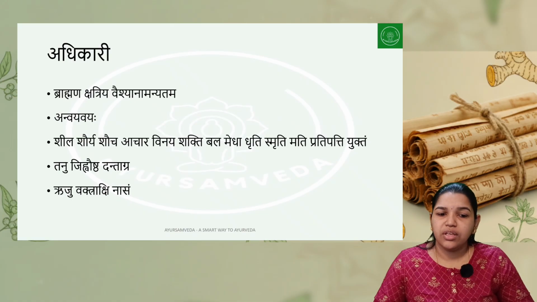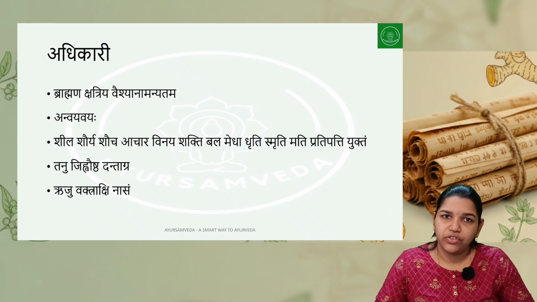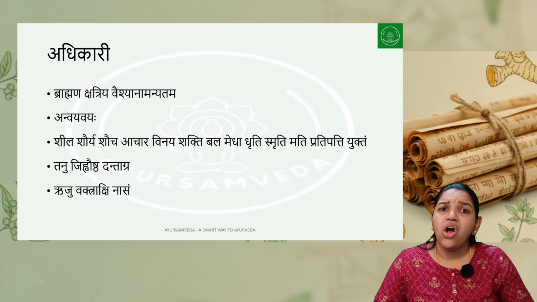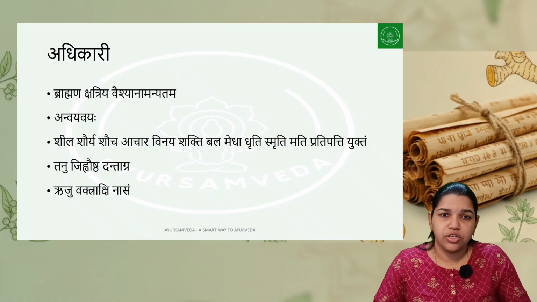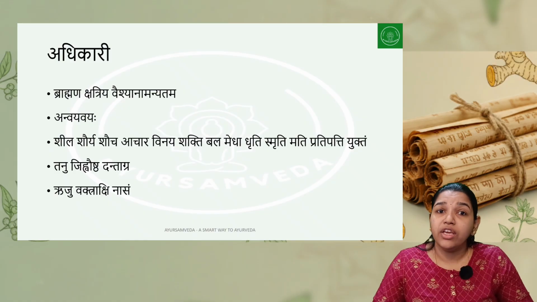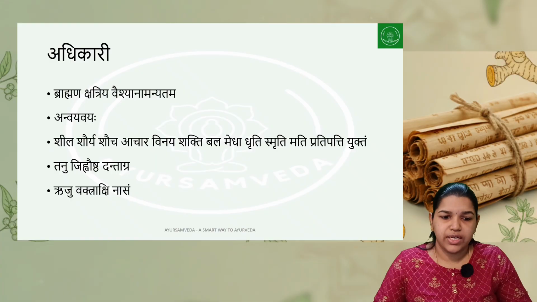So Brahmana, Kshatriya, Vaishya, Anyatama. The person who is in the families of Brahmana, Kshatriya or Vaishya, or such other families who consider this science as their occupation. Anvaya Vayaha, the proper age when a person is able to understand what is explained in this Shastra, when logical reasoning, intelligence and memory power are present. At that particular age, a person has to start studying.